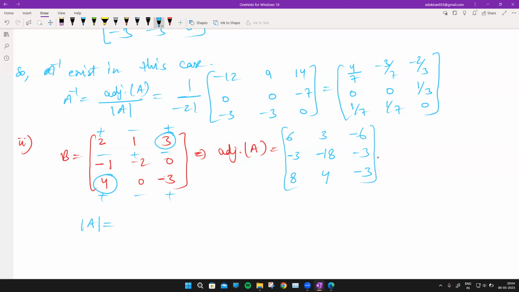Correct. So to find out the value of the determinant, I'm expanding it along the first row. So this would be 2 into its cofactor, which is 6, plus 1 into the cofactor of 1, which is -3. We have already taken the transpose. So 1 into -3 plus 3 into the cofactor of 3, which is 8. The value would be 24, 12, 36 minus 3, 33. The value is 33 now. So A inverse exists in this case.